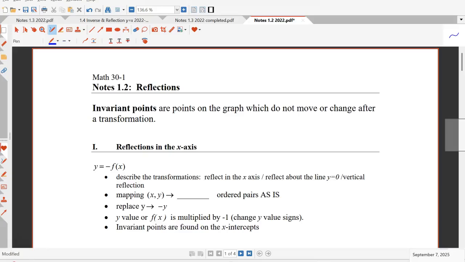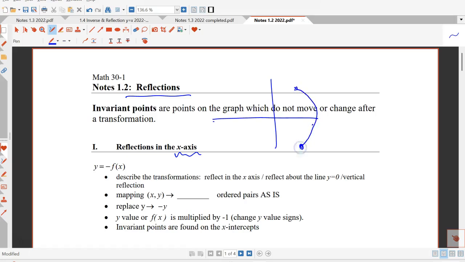Okay, it's Mr. Alps here, and today we are going to talk about reflections. Specifically, I'm going to reflect over the x-axis, which means if I have a point here, it will reflect over the x-axis to down over here. The x value will stay the same, but the y value will change to be negative.